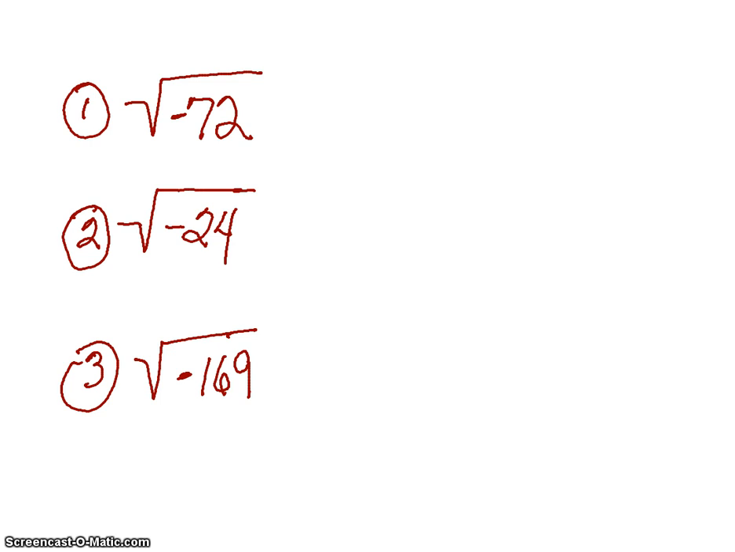Okay, class, here's 3 examples I want you to work and have ready for me in class tomorrow. Number 1 is the square root of negative 72. Number 2 is the square root of negative 24. And number 3 is the square root of negative 169. So go ahead and take a moment and work these on your own, and we'll go over them in class.